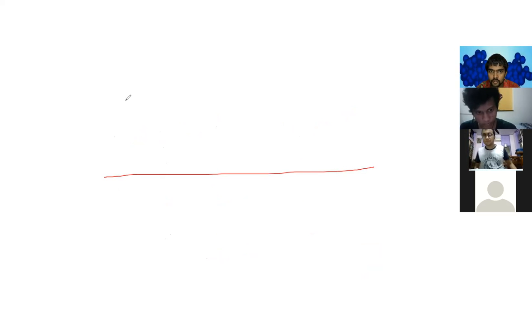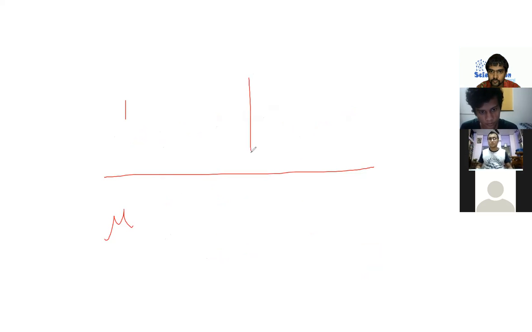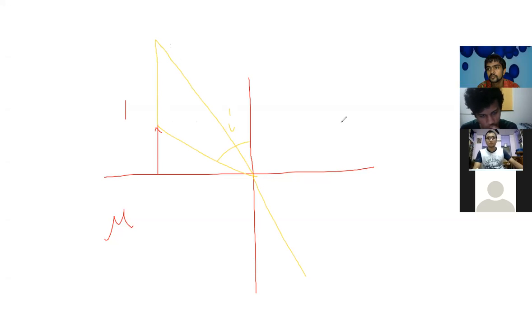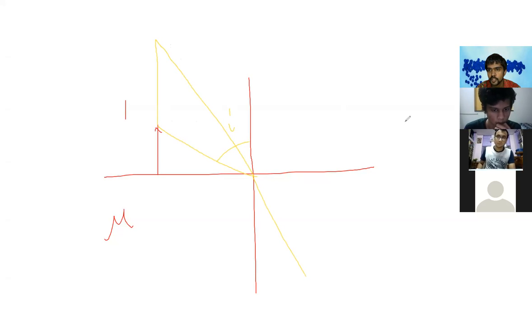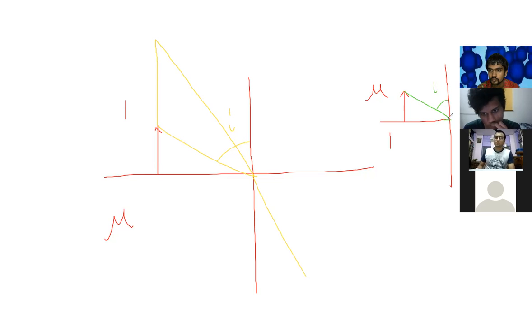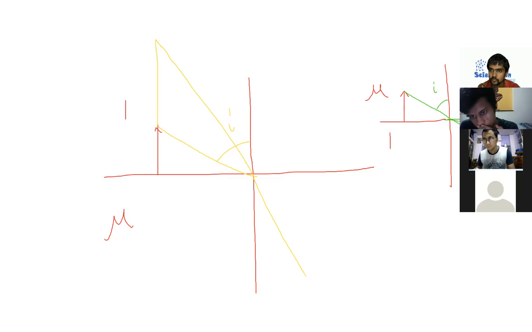So see here, Sujit. This is 1, this is mu. What is happening here? It's falling like this, this angle of incidence. So if this is a thick medium, this angle should be less, no? Like this. So this will appear bigger. If this is a thin medium, this angle should be more, no? It will be lesser. So when it is 45 degrees, it will be the same.